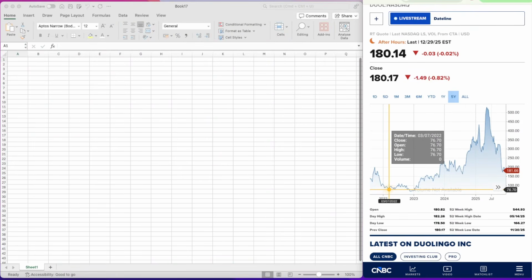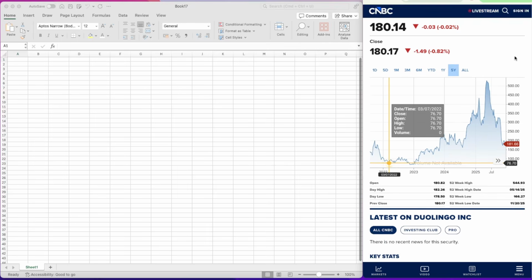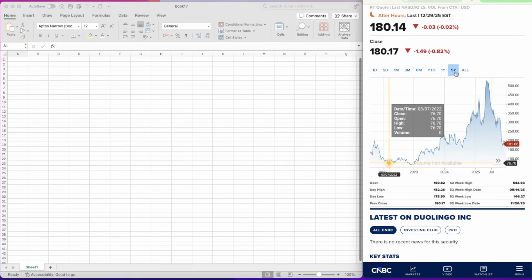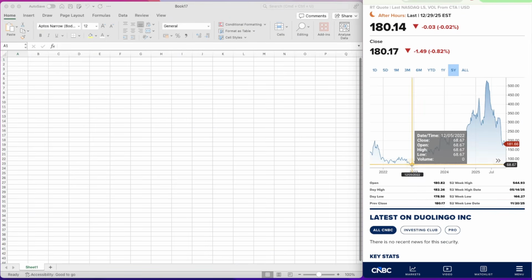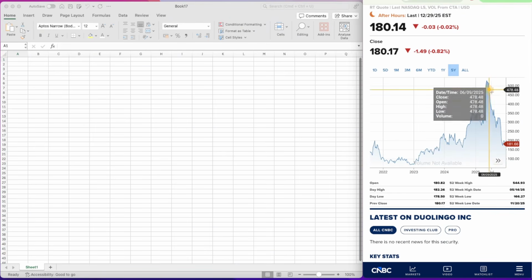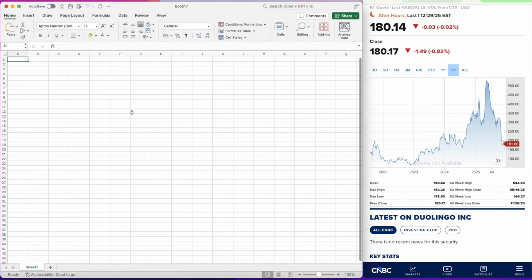And for today's video, we're going to build a DCF model from scratch for Duolingo. As you can see on the right here on the graph, the company since its IPO has been on, I guess, quite a wild ride. It had this huge surge up to over $500, and then throughout this year, it has crashed back down to 180. So let's try and find out what the intrinsic value is for this company based on our assumptions.